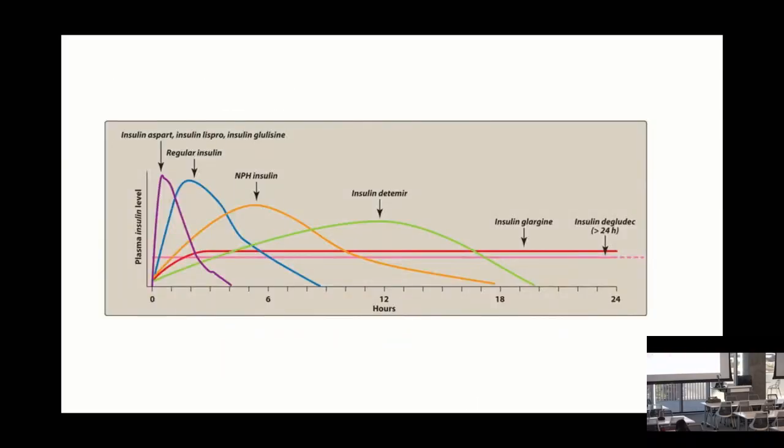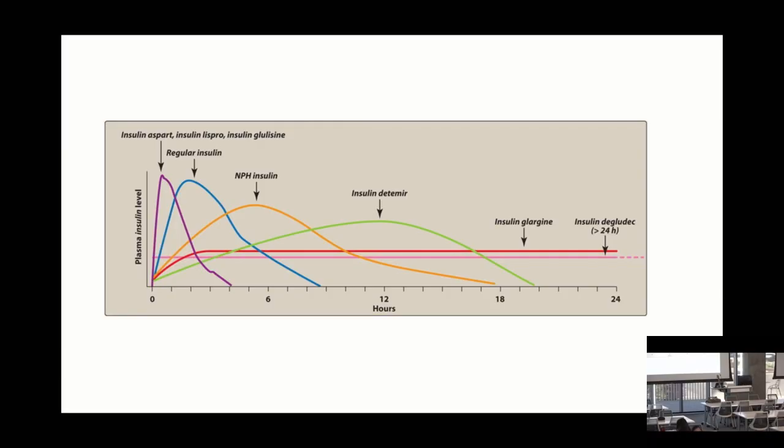This is the action profile of different insulins. At this point, most times we use this group of insulins, aspart, lispro, and glulisine, because they are quick. When we eat, as you can see, their action profile is quick up and quick down. And that's what you want. You don't want something that lingers for a long time if you're using it for mealtime adjustment. You want something that's in quick, out quick.